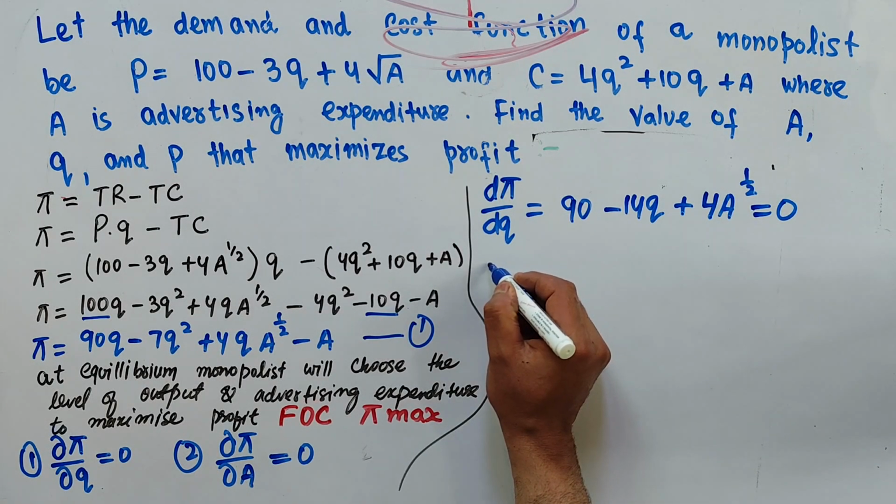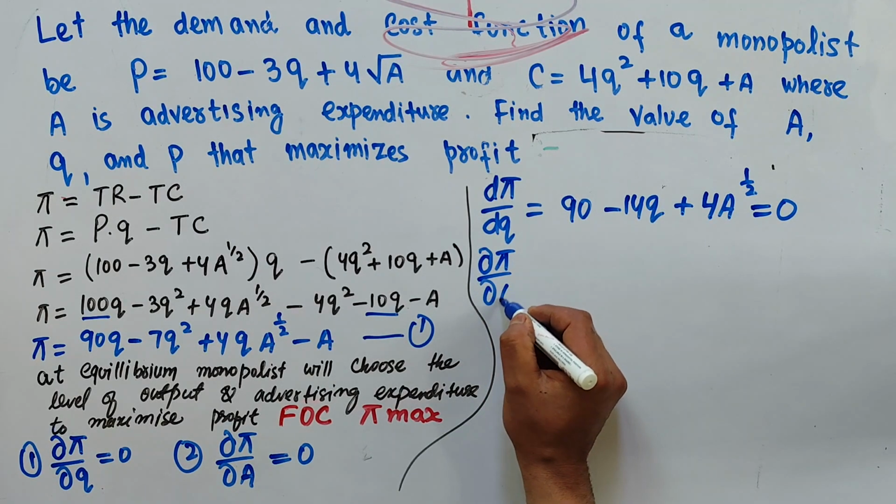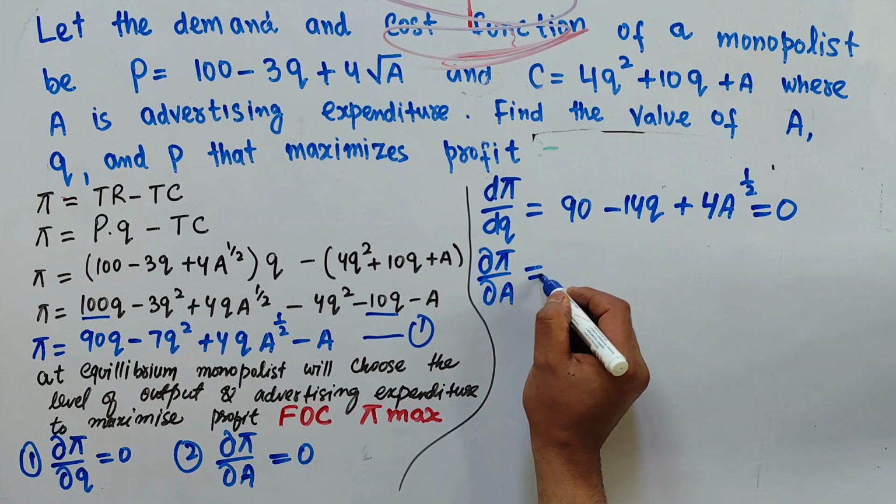Similarly, the second condition is that the derivative of the profit function with respect to advertising expenditure should also be equal to 0.